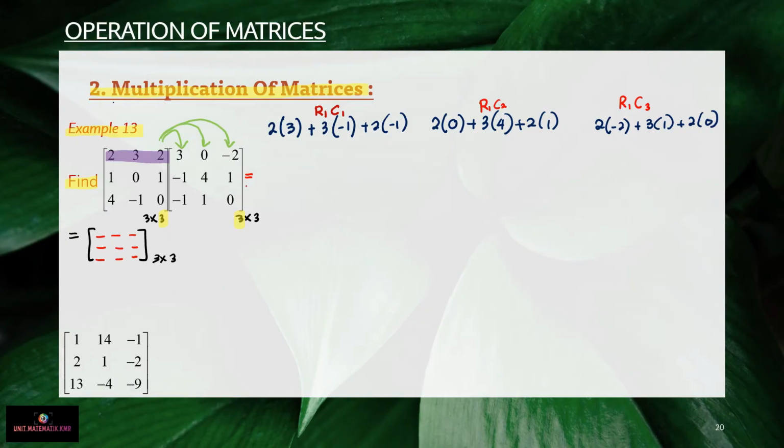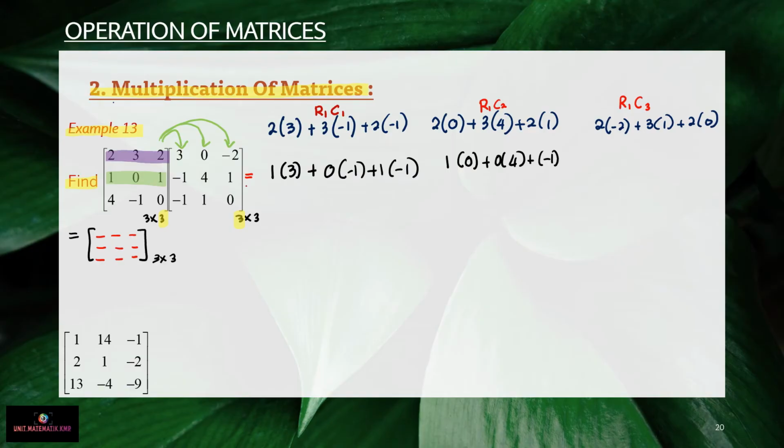Okay, so I already completed my row 1, so I will move to our row 2. For row 2, I have 1 multiplied with 3, 0, its partner is negative 1, 1 with negative 1. The other one is 1 with 0, 0 with 4, negative 1. Okay, plus minus, or I can write it like this. The value is negative 1.